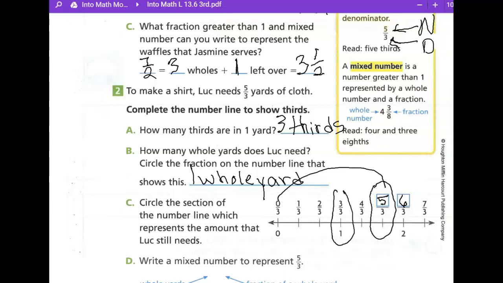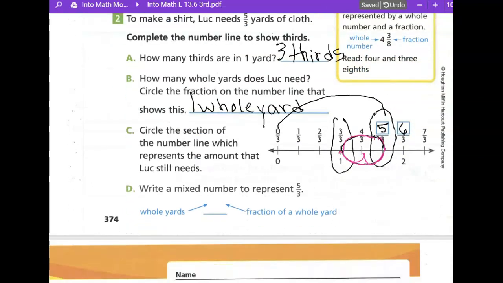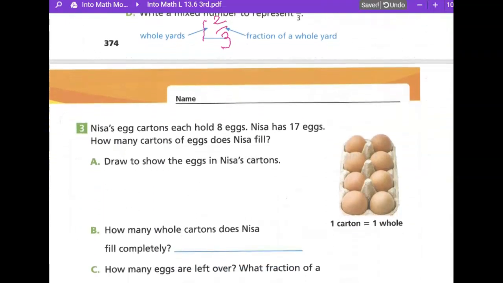Circle the section of the number line which represents the amount that Luke still needs. So he needs from 5/3 to 3/3. Let's do that in a color. Which is how many thirds? 1, 2. Okay? So he needs 1 whole yard and 2/3 fraction of a whole yard. So he got 1 whole yard, and then he needed 2/3 to get to the whole.